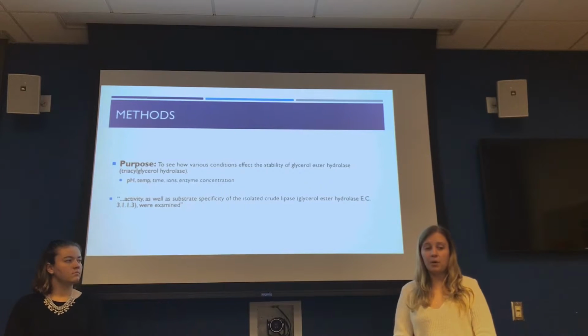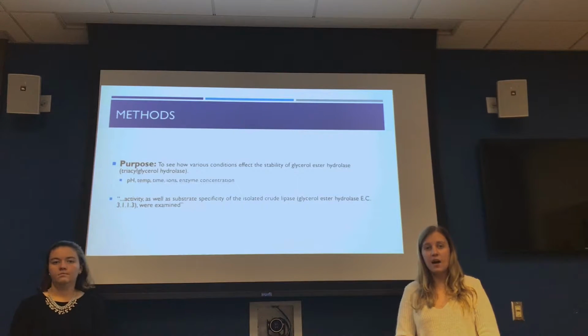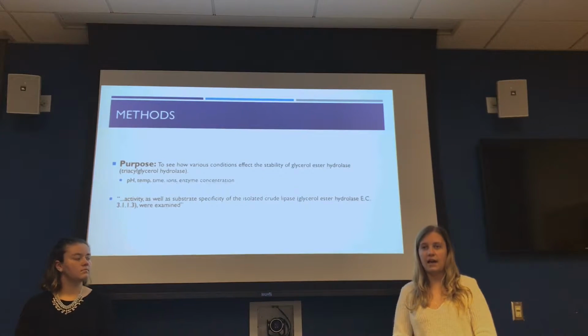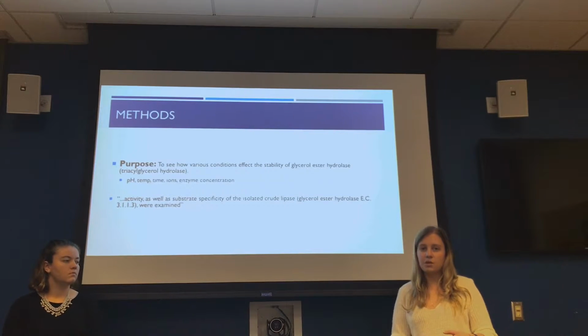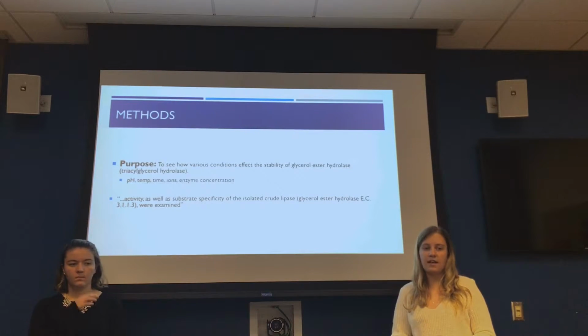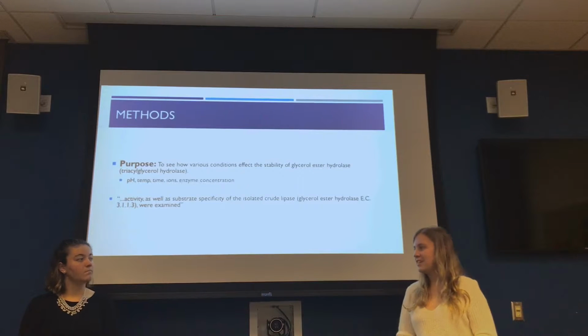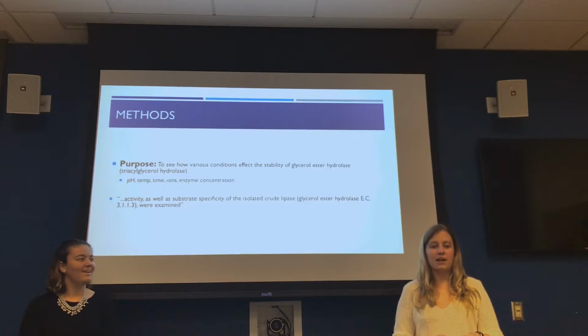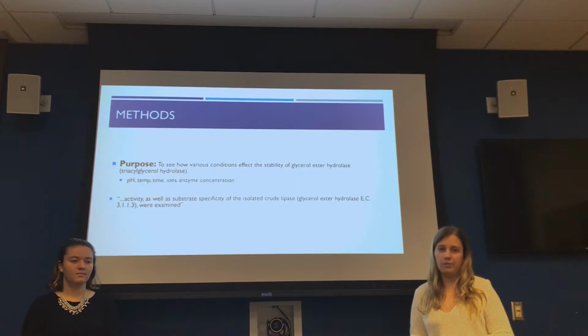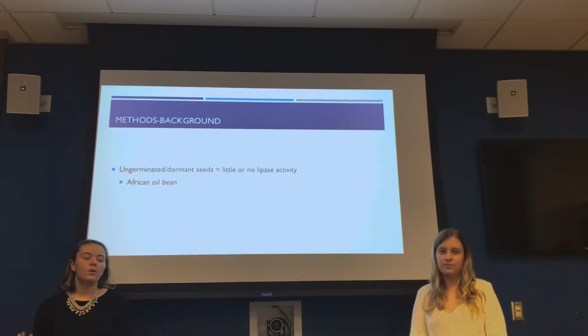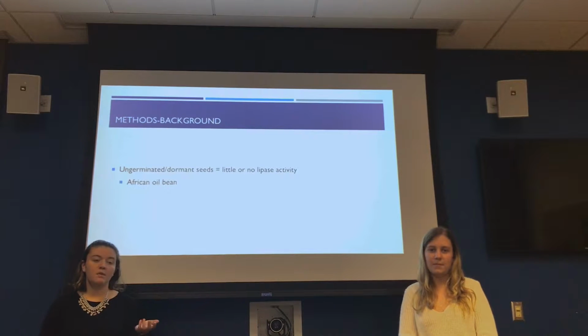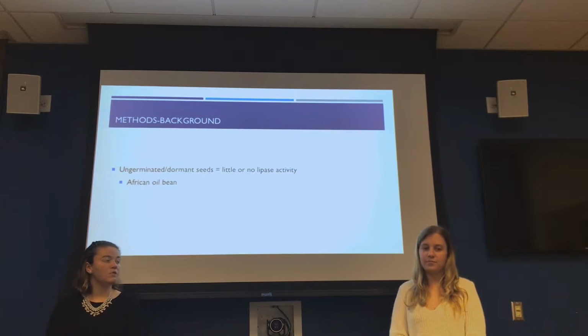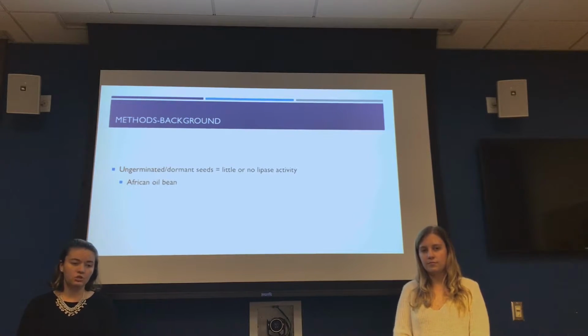The purpose of the paper was to see how varying conditions affected the stability and functionality of our enzyme triacylglycerol hydrolase. The researchers looked at pH, temperature, time, ion, substrate concentration, and enzyme concentration, but along the way they ended up looking at substrate specificity as well. So before we get into much more detail about the experiment itself, we're going to talk a little bit about the model organism that the researchers used.